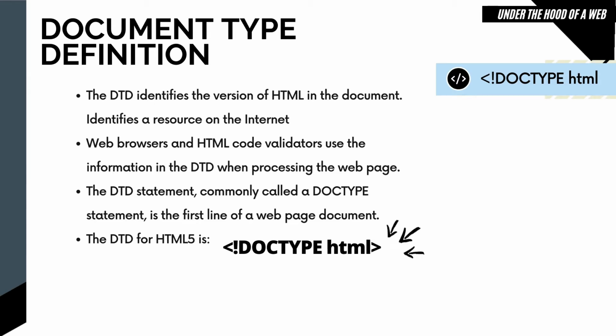Document type definition. Because multiple versions and types of HTML and XHTML exist, the W3C recommends identifying the markup language used in a web page document with a document type definition, DTD. The DTD identifies the version of HTML in the document. Web browsers and HTML code validators use the information in the DTD when processing the web page.